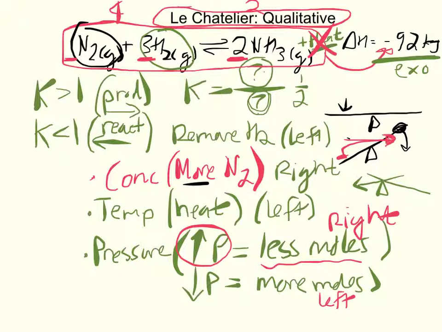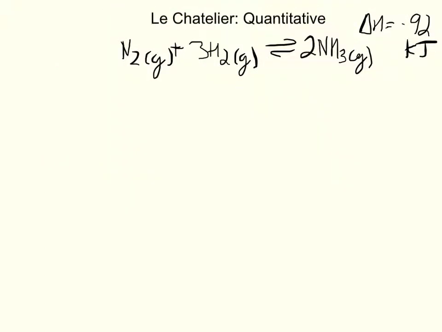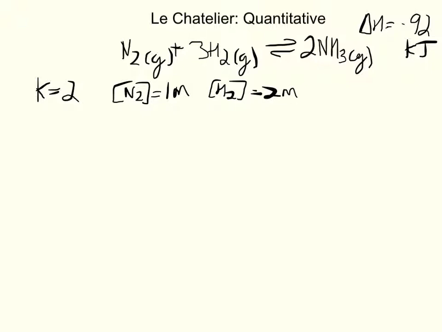What about quantitative, with numbers? So let's say we have the exact same reaction as before, nitrogen and hydrogen gas reacting to form ammonia, and we're at equilibrium. What if we were given something like the equilibrium constant for this reaction is 2? And then we're also given that the concentration of N2 is 1 molar, the concentration of H2 is 2 molar, and the concentration of NH3 is 2 molar. I just made those numbers up.